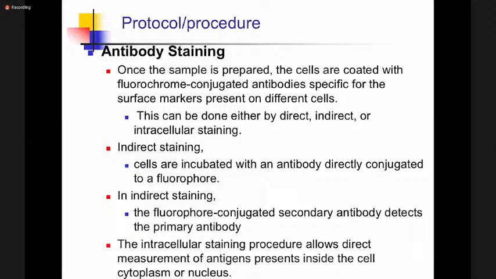When you are talking about direct staining, these cells are incubated with an antibody directly conjugated to a fluorophore. But when you are talking about indirect staining, the fluorophore conjugated secondary antibody is the one which is labeled, and the primary antibody is not conjugated. So that is not quite much to disturb your head. I made it a stressing point for you that in your learning, you should focus much more on where you will utilize this flow cytometry in your medical practice.